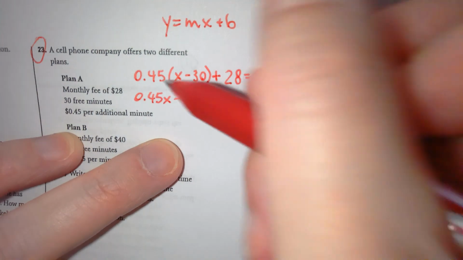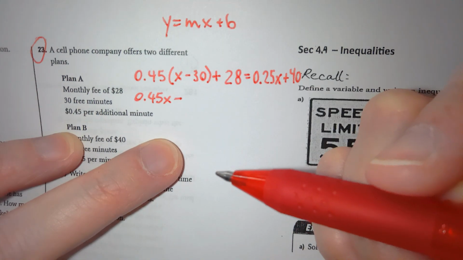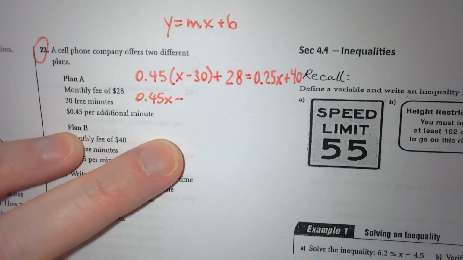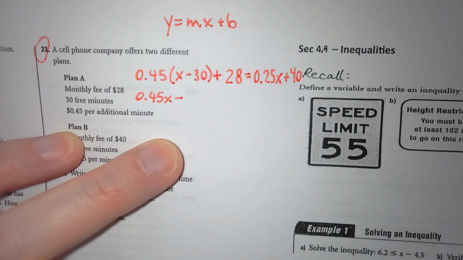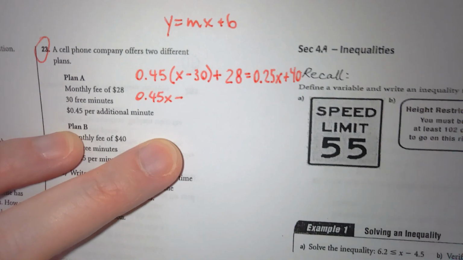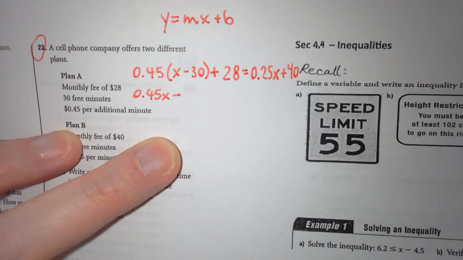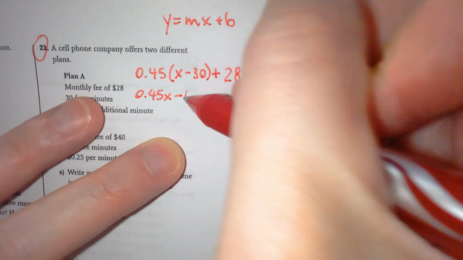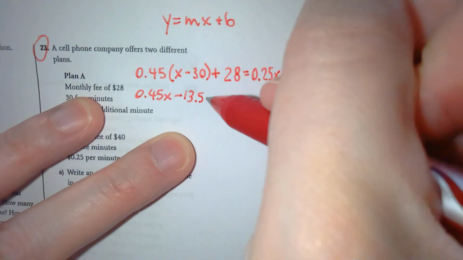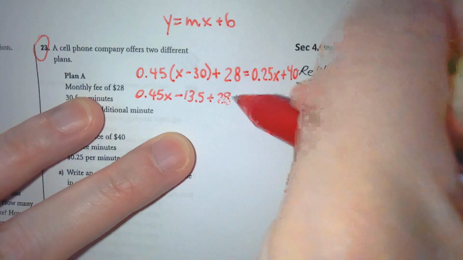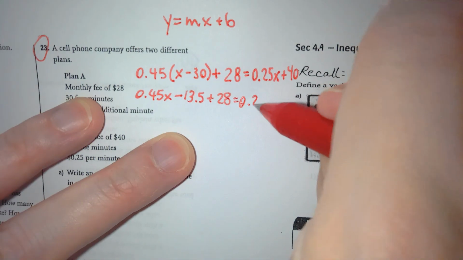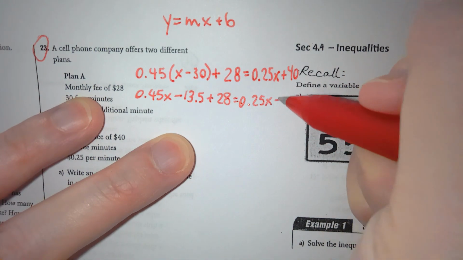So 30 times 0.45. Someone with the calculator? Margaret, do you have the numbers? 13.5. 13.5, thank you. 13.5 plus 28 equals 0.25x plus 40.